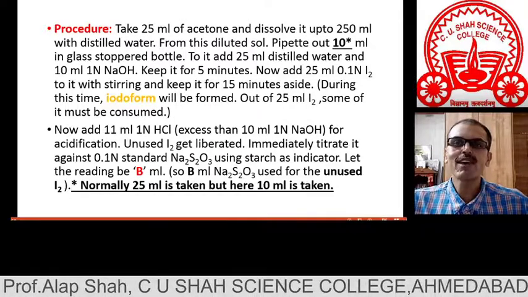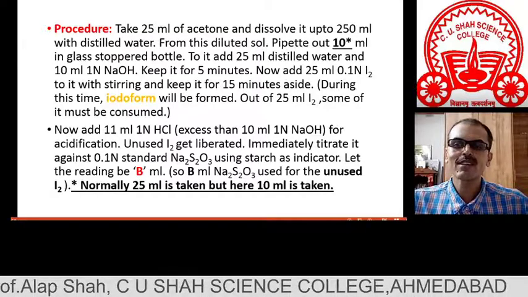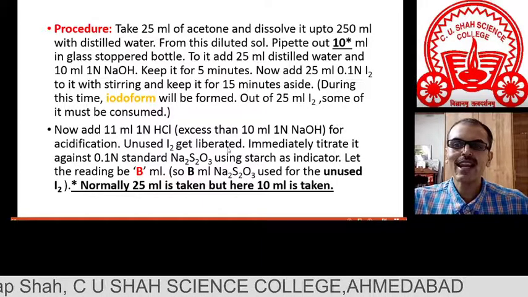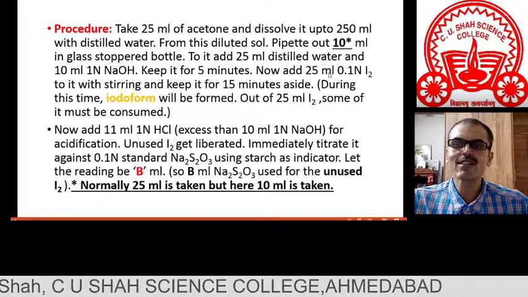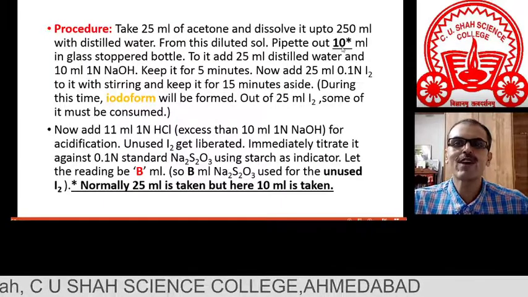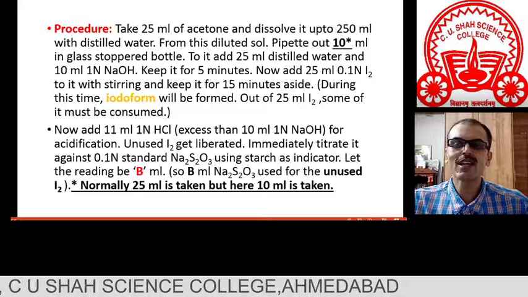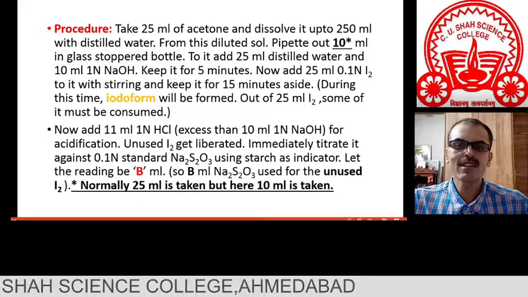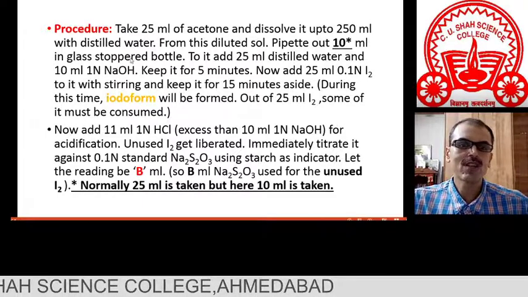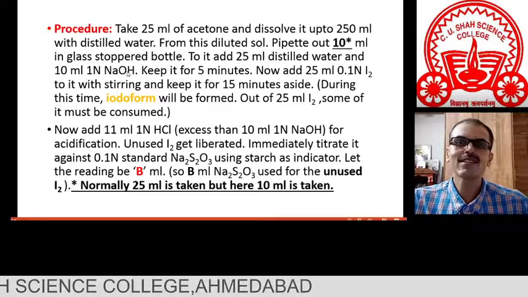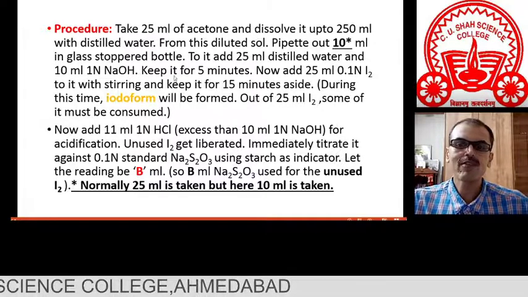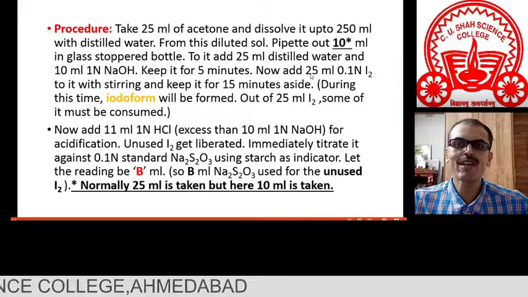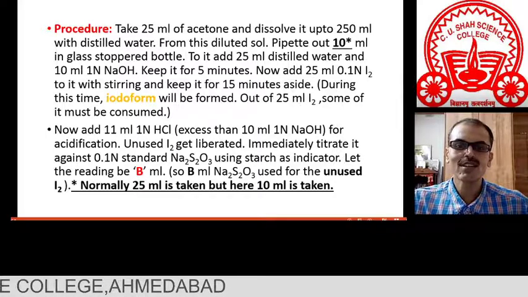First, we take 25 ml of ketone and dilute it up to the mark, up to 250 ml. From this diluted solution, we take only 10 ml. Here, friends, in most exercises you pipette 25 ml, but here you are taking 10 ml into the glass stoppered bottle. You add 25 ml distilled water as shown in the slide, and 10 ml of one normal NaOH solution, as it is an ingredient of the iodoform. We keep it for 5 minutes, and now we add a known quantity of I2, 0.1 normal, 25 ml.